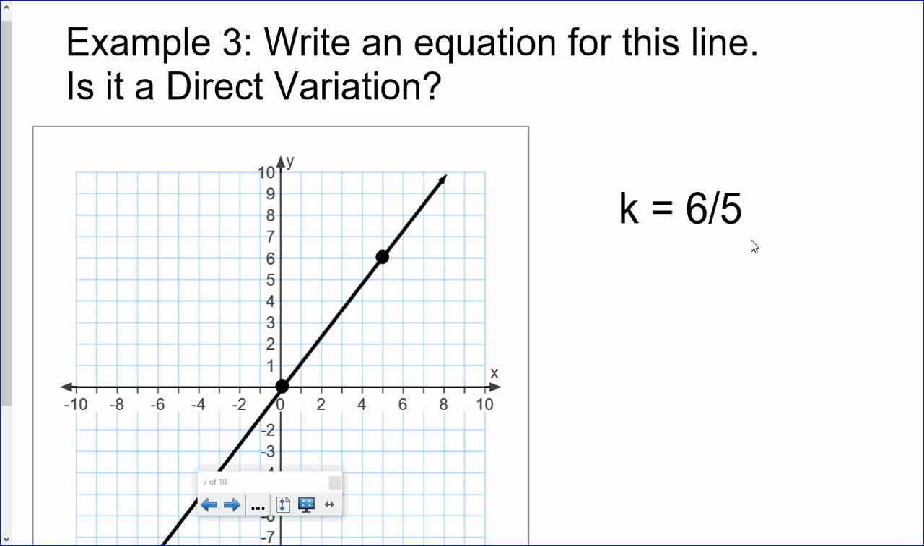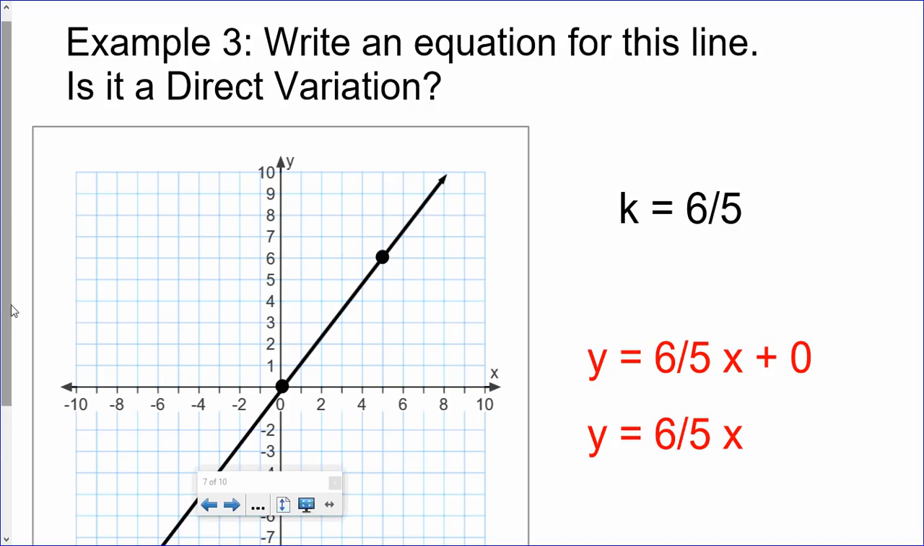Once I have that, I can go ahead and write my equation. So I didn't need the 0 part, because I started writing it like a linear equation, which you can, because it will just come out to be the same thing. The 0 goes away. But once you find your k, you can just go ahead and write it in. Y equals 6/5 x. And that's it.